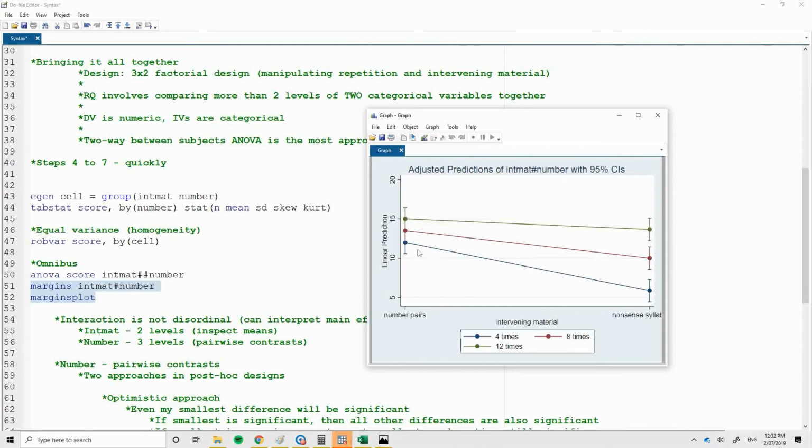My biggest difference is between numbers and nonsense syllable pairs at 4 times repetition, and my smallest difference is between numbers and nonsense pairs for 12 times repetition. So regardless of which way I look at this graph, I come to the same conclusion that I want to compare this line to this line.